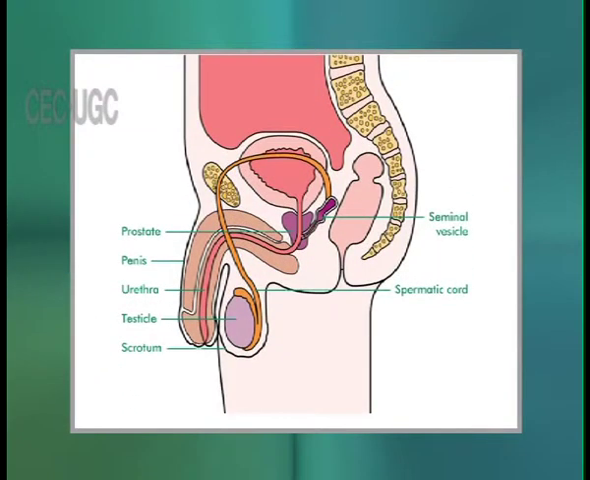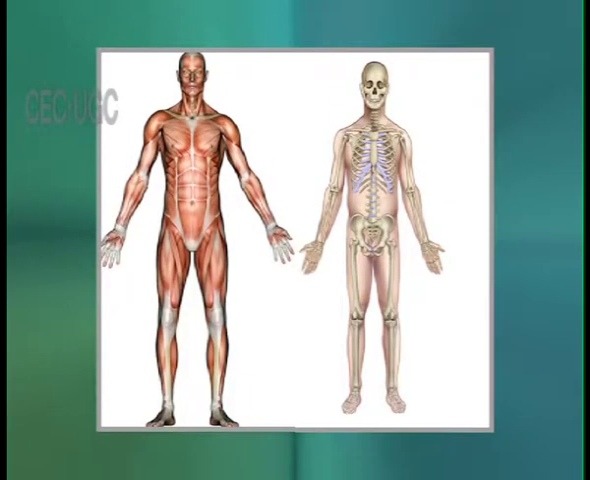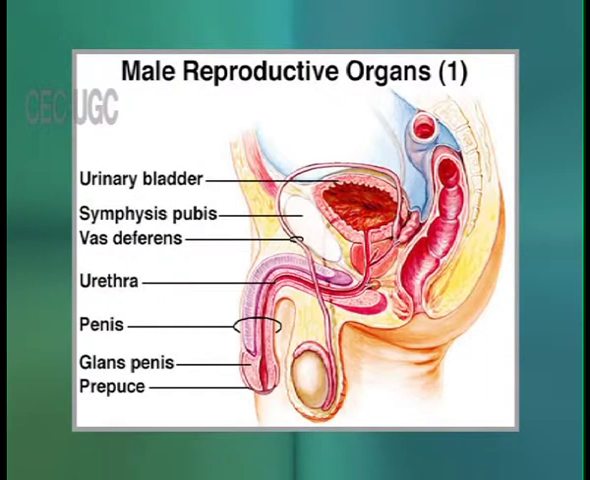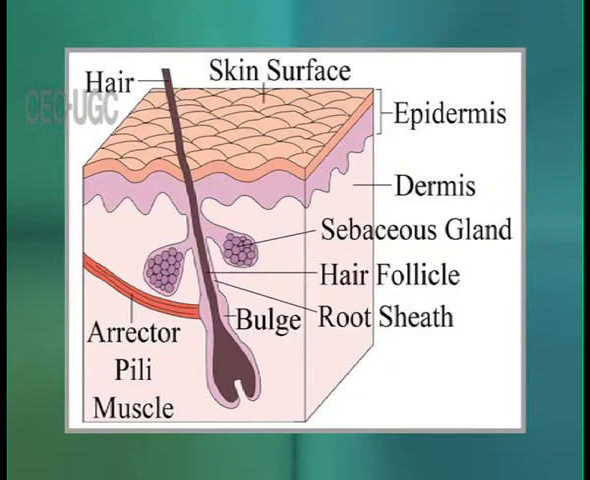Then, gonads. The gonads, like the ovaries in females and the testes in males, are primary parts of the reproductive system. The testes are a pair of ellipsoid organs found in the scrotum of males that produce the androgen testosterone after the start of puberty. Testosterone has effects on many parts of the body, including the muscles, bones, sex organs, and hair follicles.